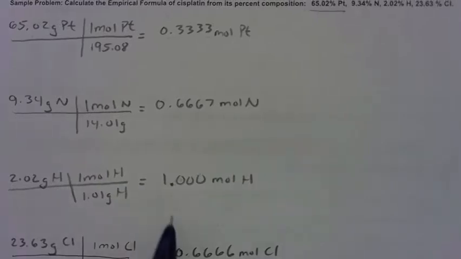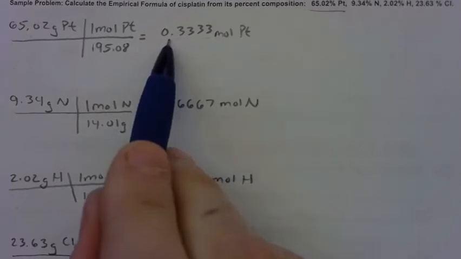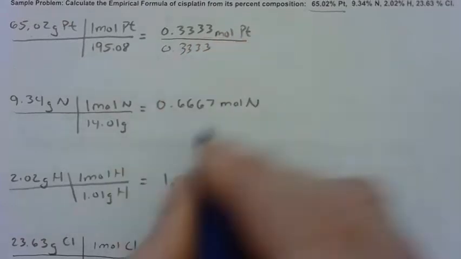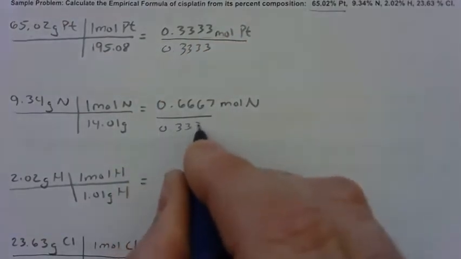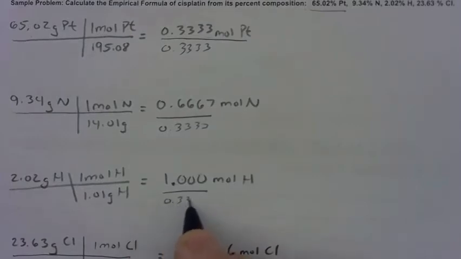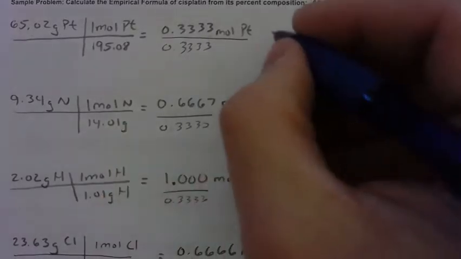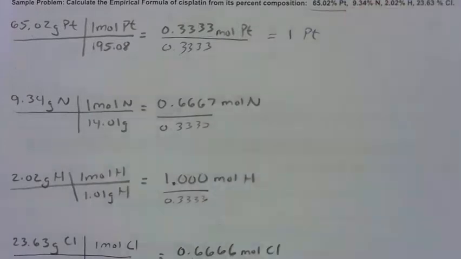All right, and since the smallest number amongst all of these is right here, for the platinum, I divide everything by 0.3333. Now, when I divide, I want to round off to the nearest whole or half number. All right? Basically, we're trying to figure out what the ratio is, but we want them all to be whole numbers. So this, I divide by the same number, I'm going to get 1 platinum.